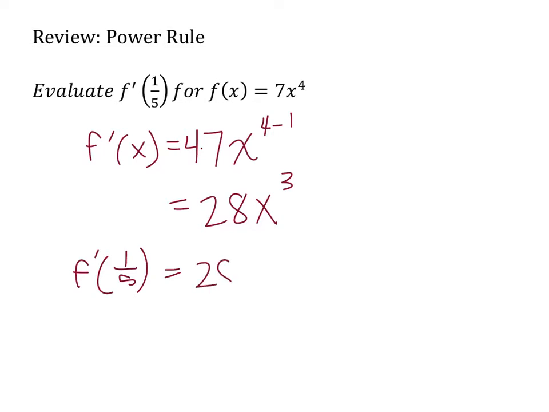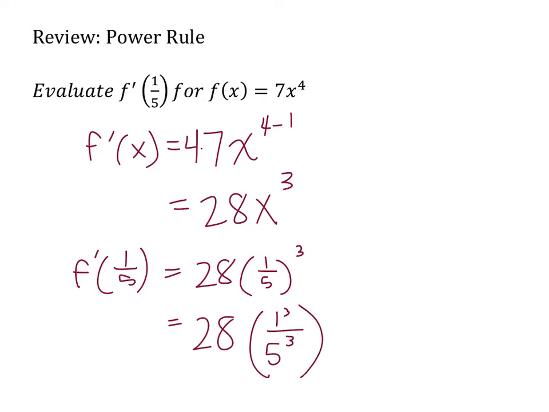Okay, then we have 28, 1 over 5 cubed. You can distribute that exponent since you only have one term on the inside. 1 cubed over 5 cubed. 5 cubed I know is, not 25, it's 125. So we have 28 times 1 over 125. Okay, so we have 28 over 125.